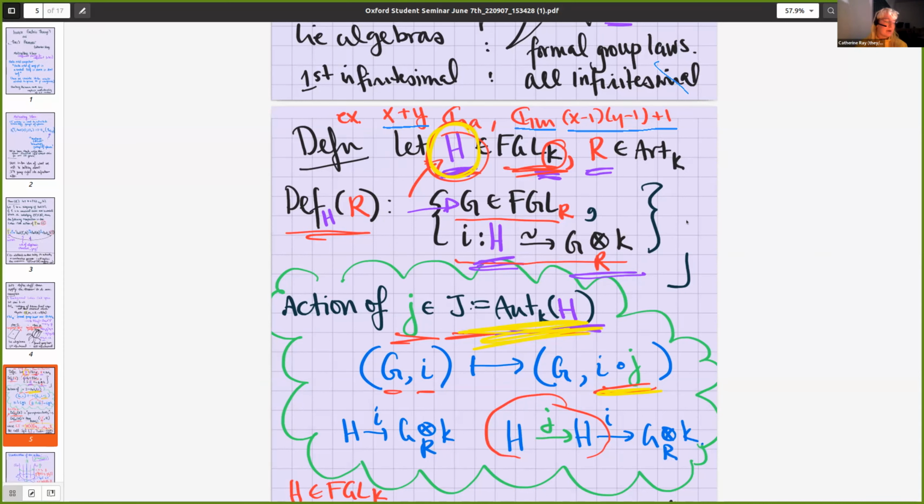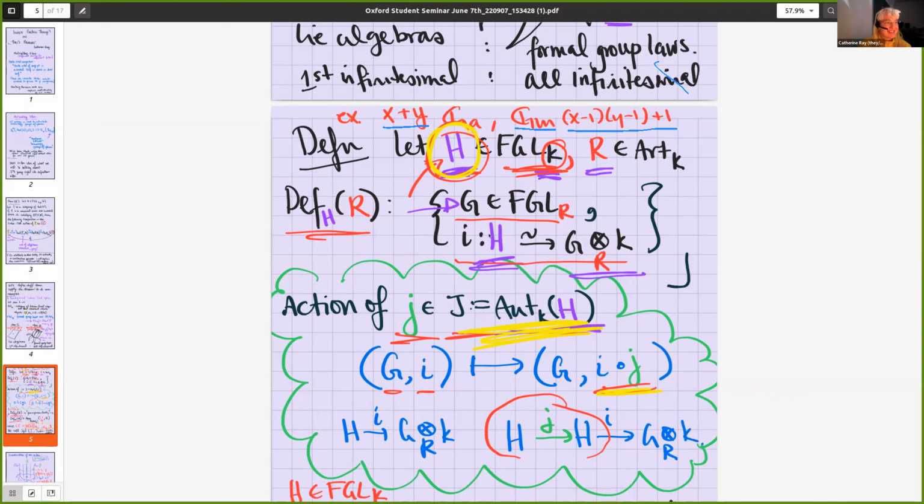Okay. And so we now have this functor, which is deformations of R. And we have an action on this functor by the automorphisms of the original formal group, which we deform. And this action acts by precomposition here.